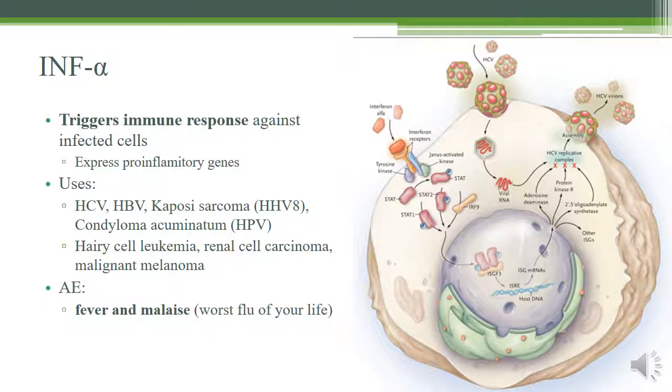Let's talk about interferon alpha. Interferon alpha works by triggering an immune response against infected cells. First, you trigger the response by increasing the expression of certain proteins. It goes to the DNA and causes the expression of certain proteins. And these proteins can inhibit the hepatitis C virus replication complexes, like RNA. They can pretty much destroy it before it gets bad.